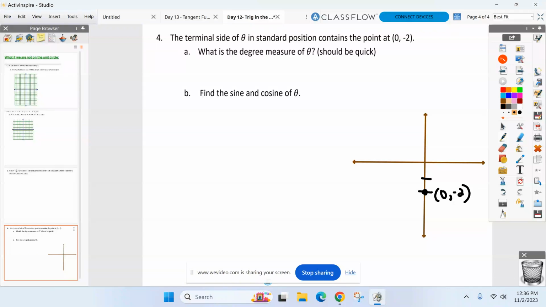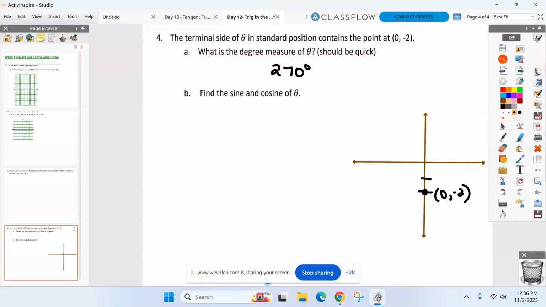And I say this should be quick. What's this degree measure here? Where did I just graph this point? At what degree measure? 270. At 270, right? 90, 180. This is at 270. When it's on the line like this, there's no right triangle you can make. Okay, does everyone see why it's 270? I could put it anywhere on here and it's going to be 270 degrees.